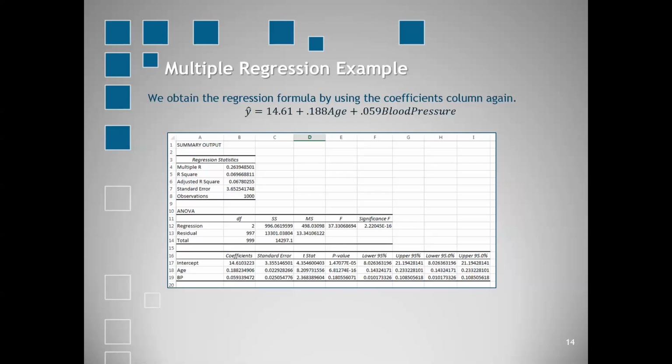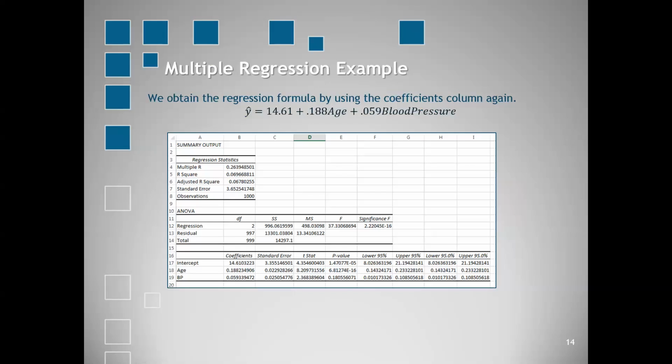Now, next we need to test whether each of our predictors, independent of one another, predict length of stay. The p-value for age, which we look at the age row and go to p-value, is 6.81 times 10 to the negative 16, which is way less than 0.05. So we reject the null hypothesis and conclude that age is a useful predictor of length of stay. The p-value for blood pressure, which we look at the blood pressure row and find the p-value, is equal to 0.18, which is not less than 0.05. As a result, we cannot say that blood pressure is a useful predictor of length of hospital stay.